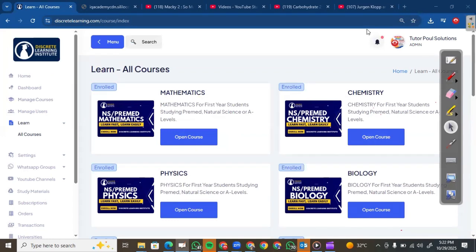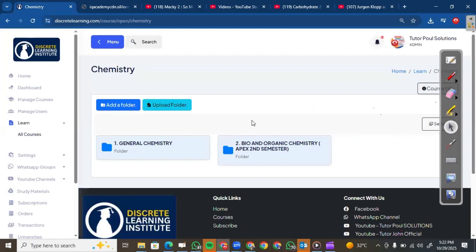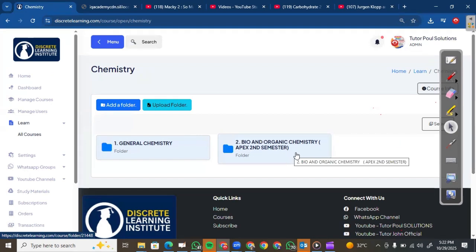Okay, so if you enroll for a course, it will write enrolled there on top. For example, if you want to access the chemistry material, you can go to this course, chemistry, and open the course. Then you go to the bio and organic chemistry for Apex second semester, because those questions are solved there. So you can open this course.